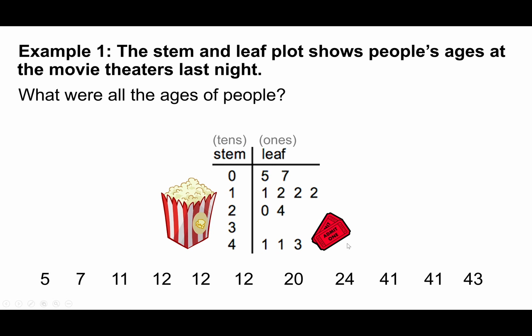So let's analyze this a little bit. Who was the oldest person here? Oh, okay, so it was this 43-year-old. Who was the youngest person? Oh, it was this 5-year-old. It's very, very easy to read. So that's a stem and leaf plot.